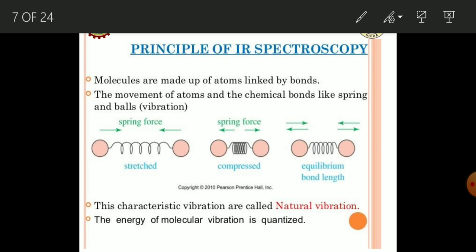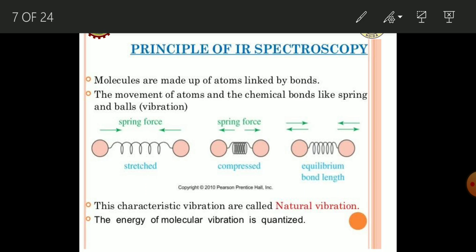Each bond has its characteristic stretching and bending frequency and is capable of absorbing light of that frequency. The vibration of two atoms joined together by a chemical bond can be compared to the vibration of two balls joined by a spring.